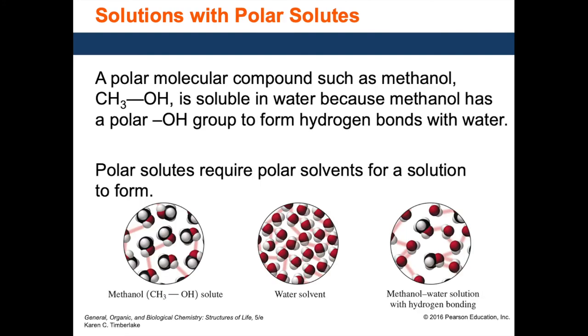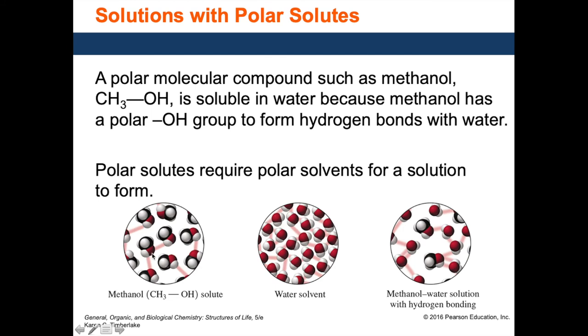Again, this isn't limited just to ionic compounds. This applies to anything that's polar. Anything that's polar and has a positive end and a negative end will interact with the negative and positive ends of water molecules and form solutions that way. For example, here's methanol, which is a type of alcohol. It's an organic compound that has an oxygen and a hydrogen on it, and therefore is capable of hydrogen bonding.